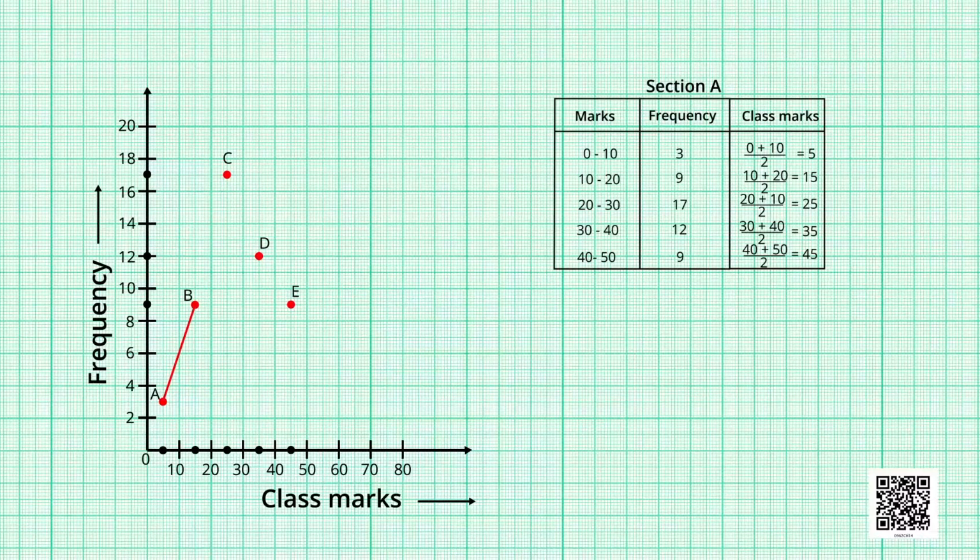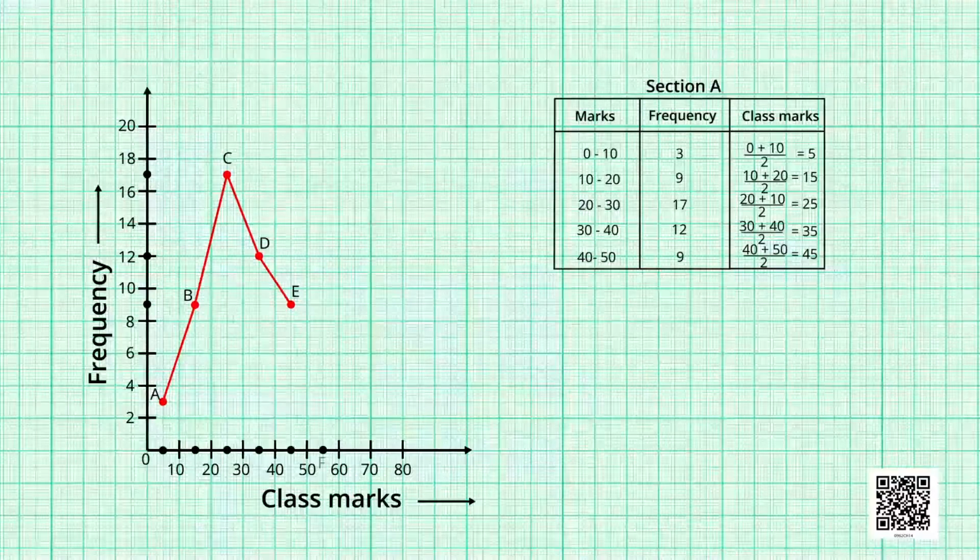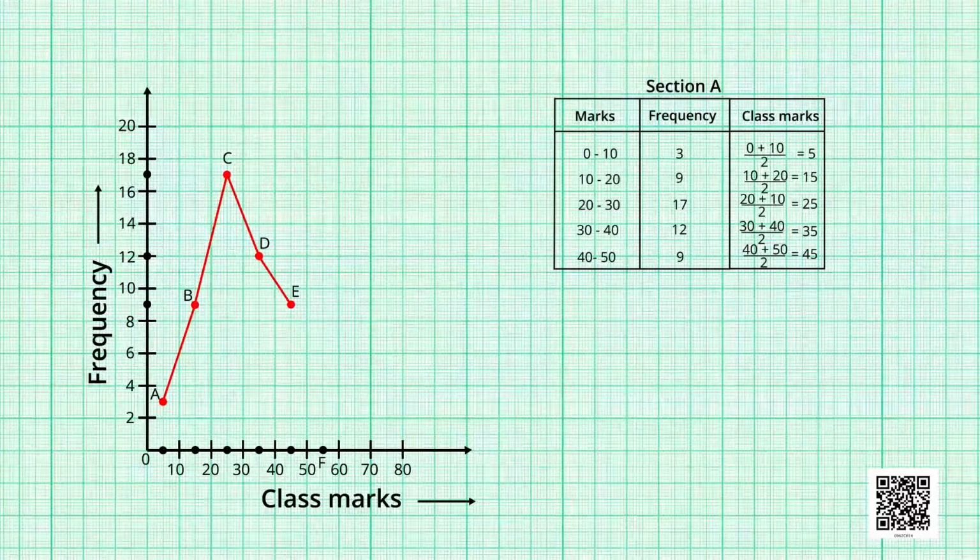Children, join these with the help of line segments. Does this give us a frequency polygon? No. Frequency polygon has to be a closed figure. So we assume that there is another class interval, which is the next one, 50 to 60, and we assume that it has frequency 0. Its class marks will obviously be 55, that is the midpoint of 50 and 60. So we have to plot 55, 0. Here the point F gives 55, 0.